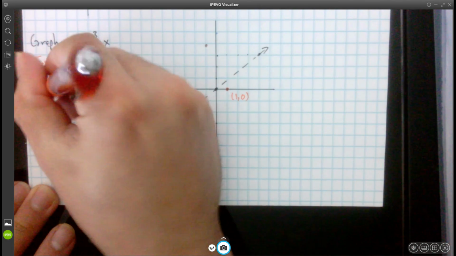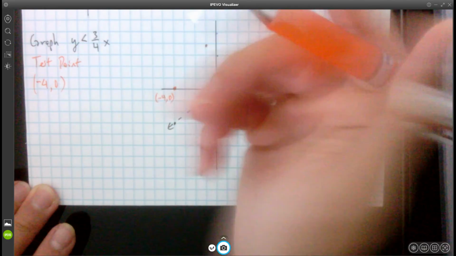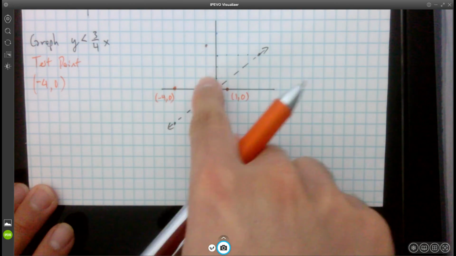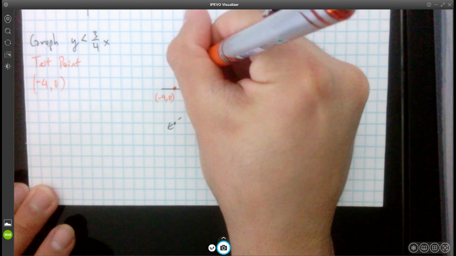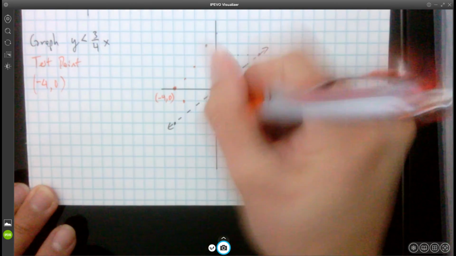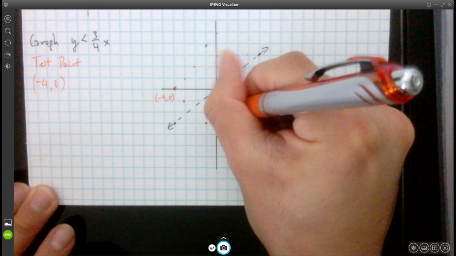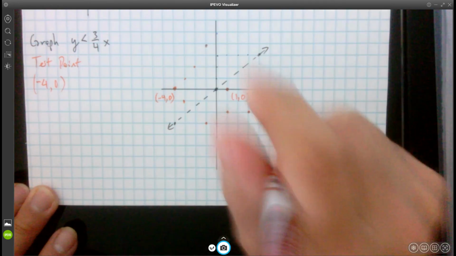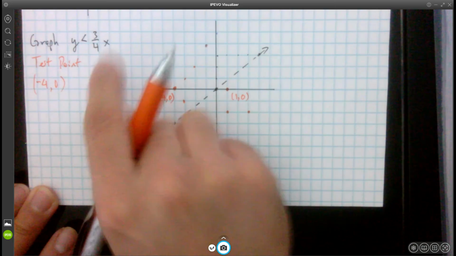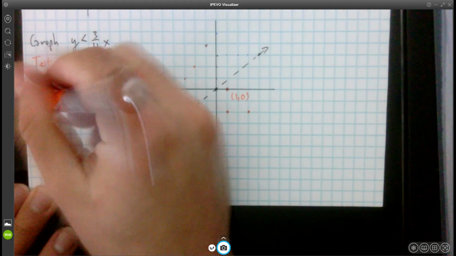Okay, so for negative 4, 0. I'm checking to see which one. Doesn't matter which one you choose, right? You could have chosen this one. You could choose this one. You could choose that point. You can choose this point right here, this point right over here, this point. It's up to you which one you want to use, okay? So this is the first one I'm going to use.